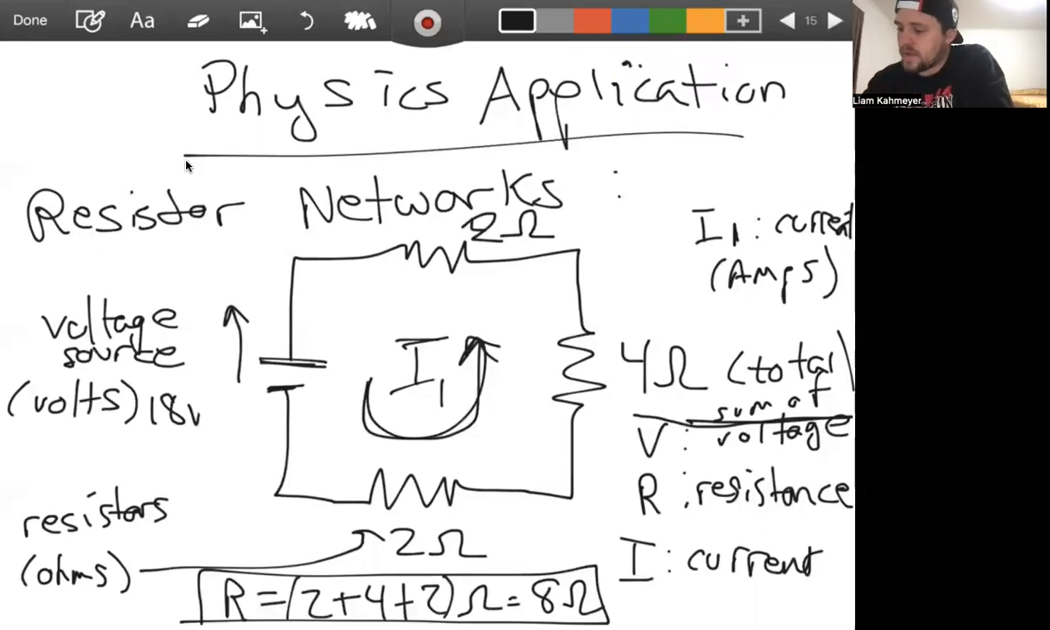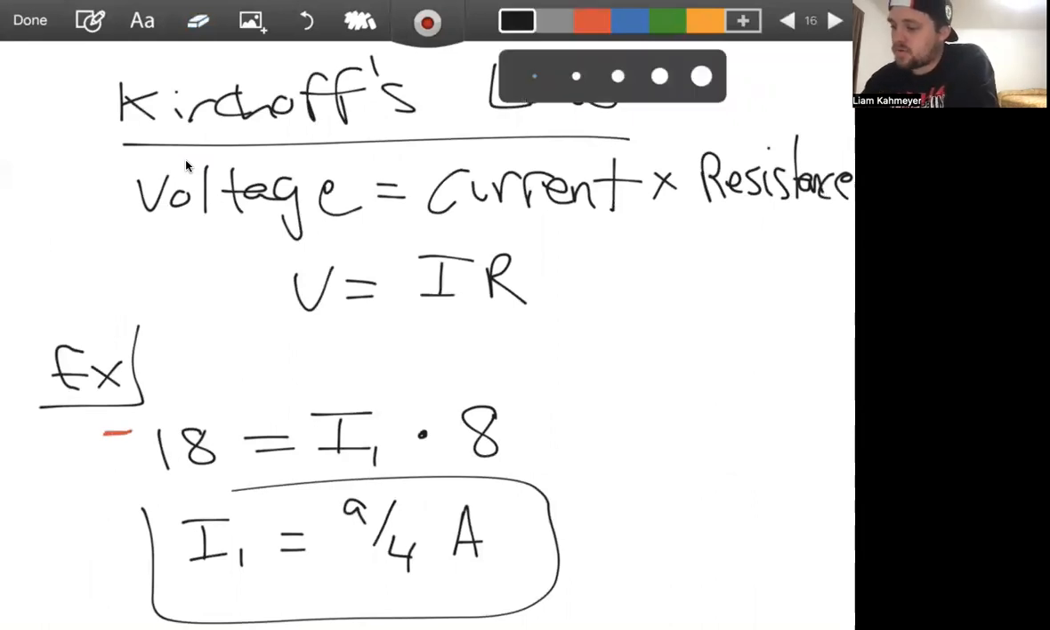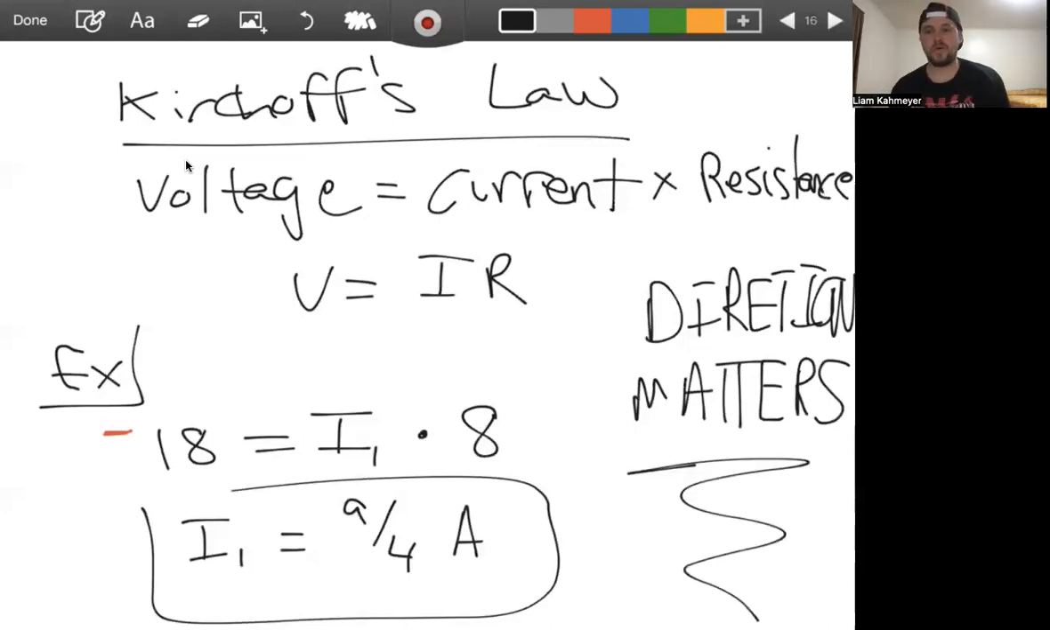then what we would have written is when you have opposing direction, you pick up a negative. So what this would have said is that negative 18 equals I1 times 8. So direction matters when you're looking at a resistor network or a certain circuit here.